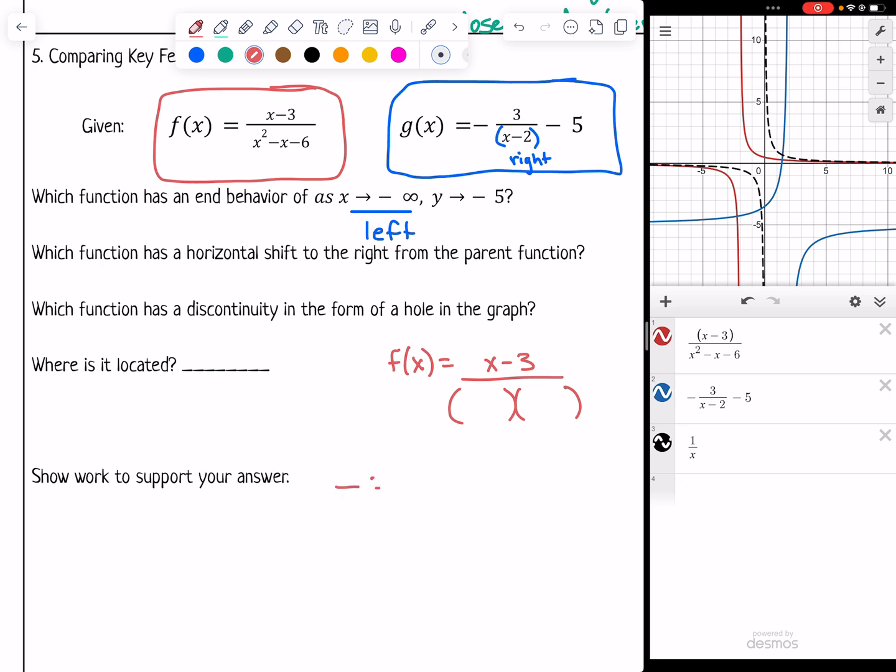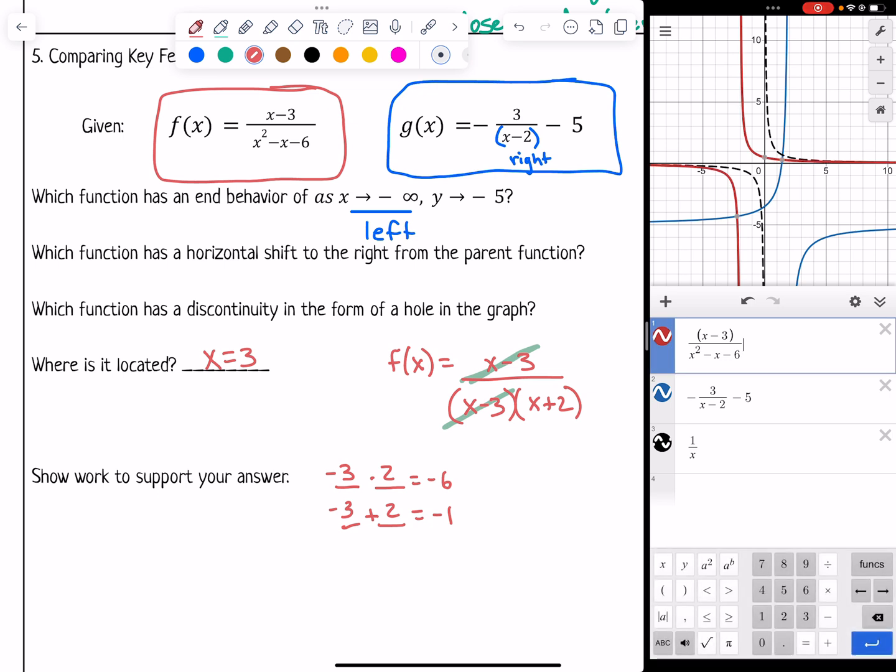So I've got to do the MA chart and see what will multiply to give me -6 and also add up to give me -1. And that would be -3 and 2. So I get x minus 3, x plus 2 for my factors of the denominator. And then I notice I do have a hole because x minus 3 would cancel out. There should be a hole at x equals 3. And then we could just check and make sure that's true with the red graph.